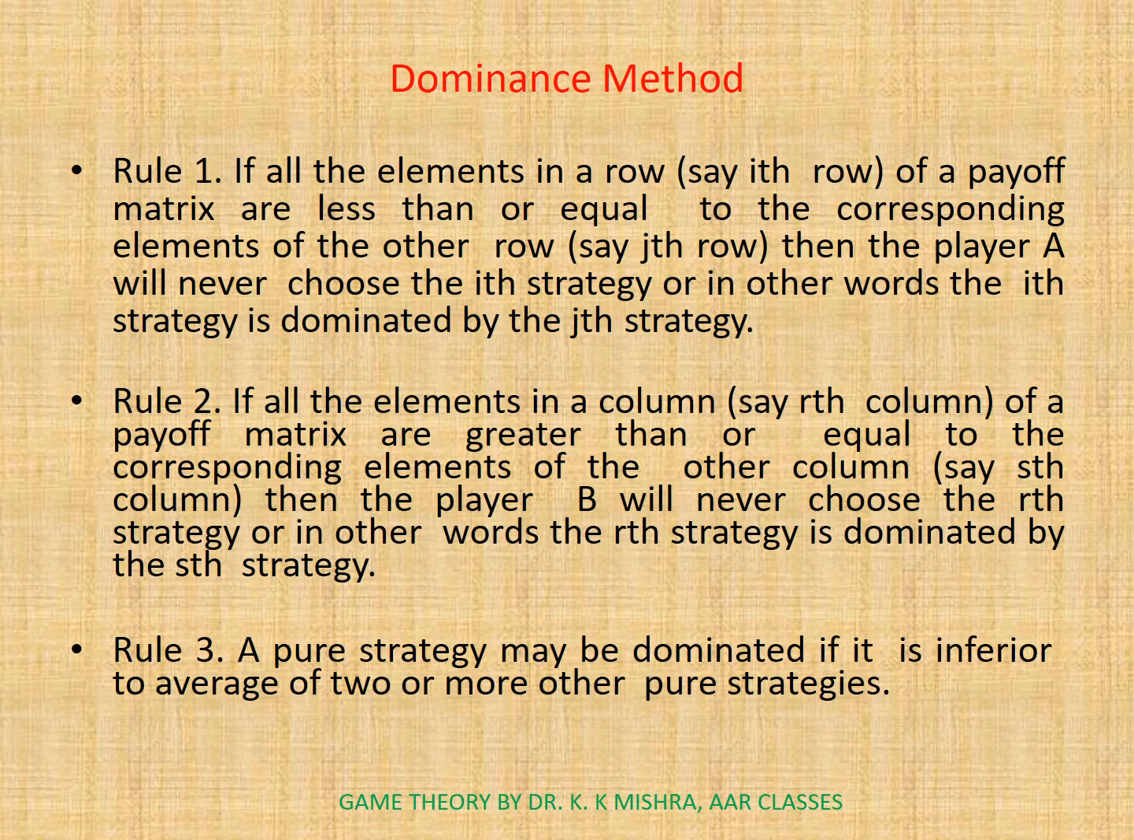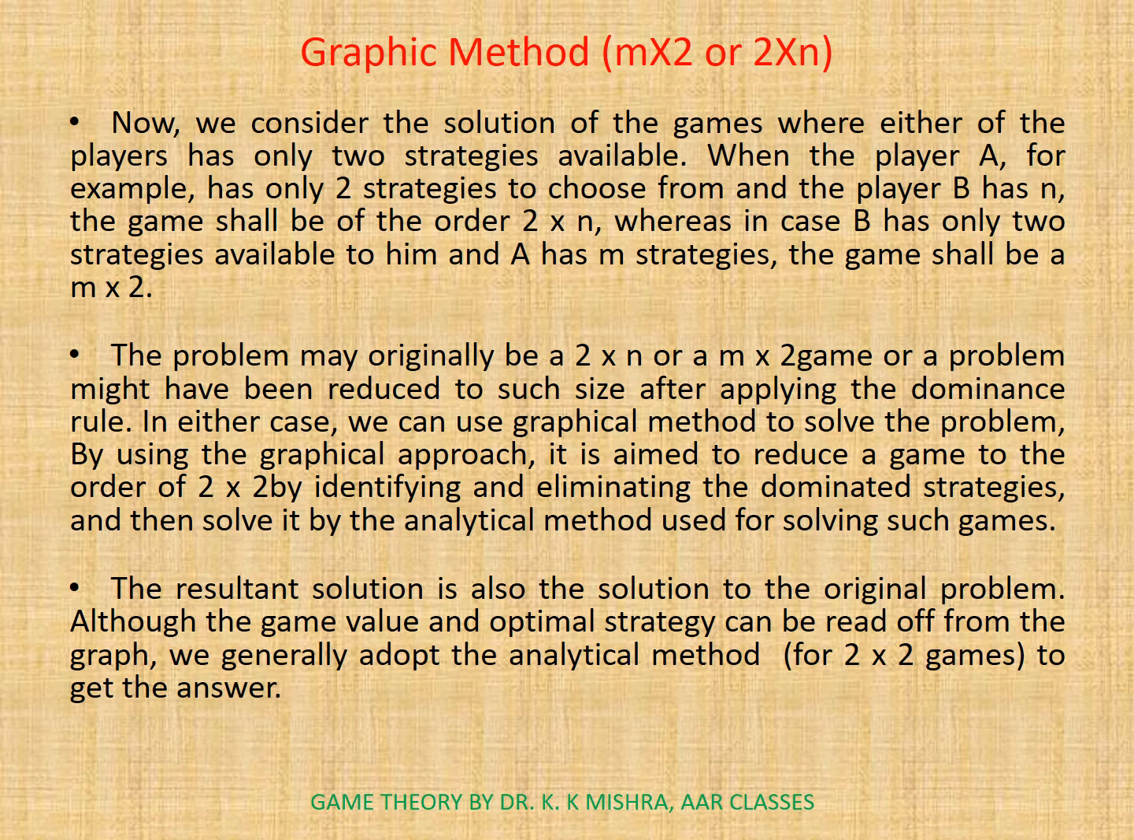Rule 3: A pure strategy may be dominated if it is inferior to the average of two or more other pure strategies. Graphical method, m cross 2 or 2 cross n. Now we consider the solution of the games where either of the players has only two strategies available. If player A, for example, has only two strategies to choose from and player B has n, the game shall be of the order 2 cross n. Whereas if B has only two strategies available to him and A has m strategies, the game shall be m cross 2.